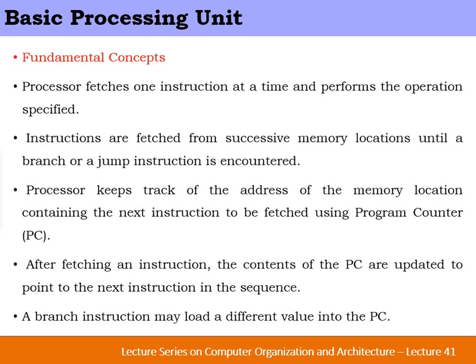In order to keep track of which particular memory location needs to be accessed, we make use of a program counter. The program counter keeps track of the addresses of the memory locations which contain the set of instructions. The processor keeps track of the address of the memory location containing the next instruction that needs to be fetched for execution. This is done with the help of the program counter.